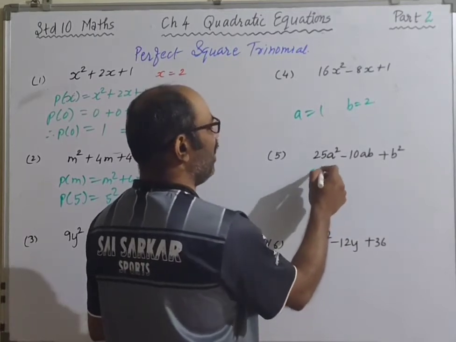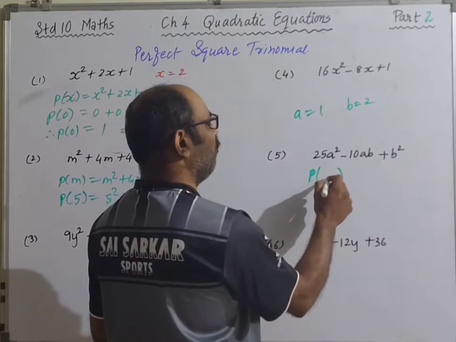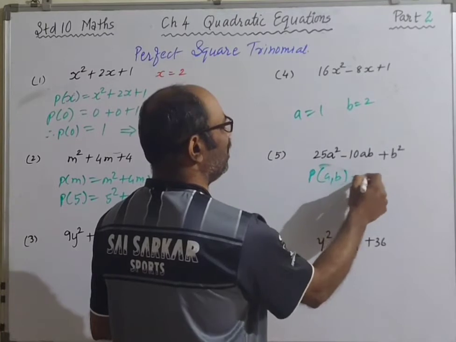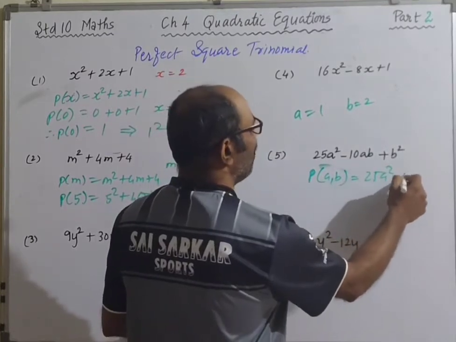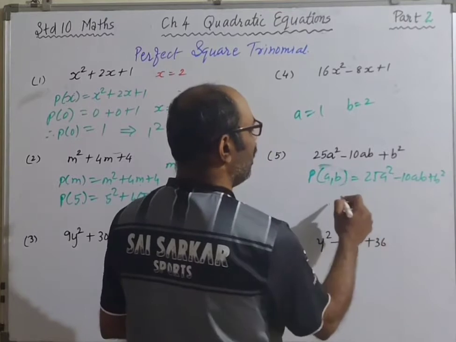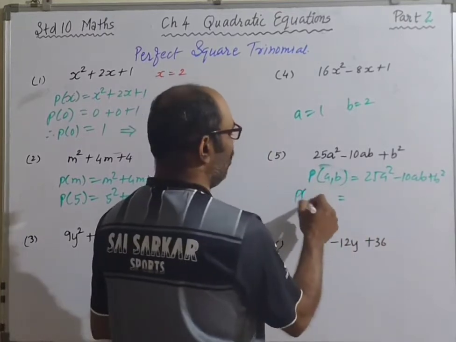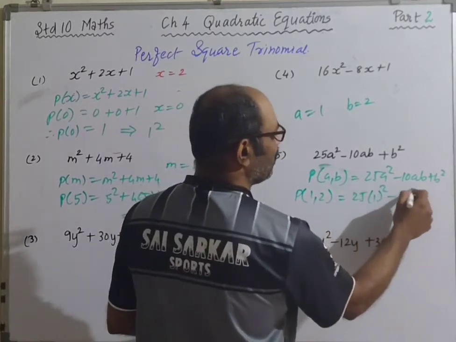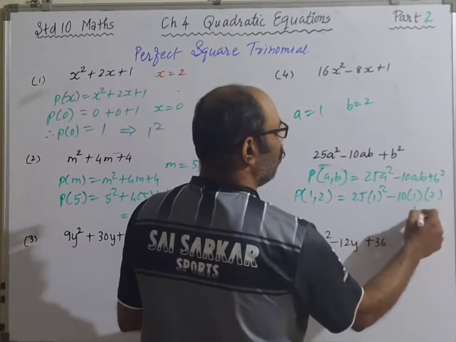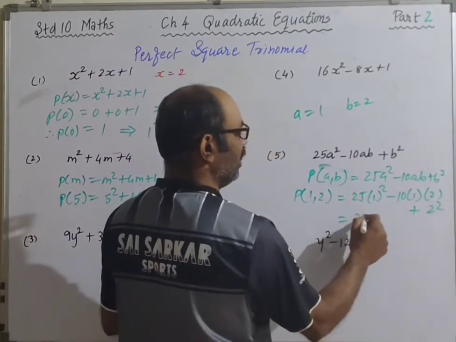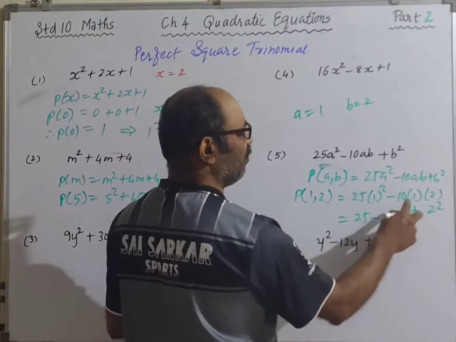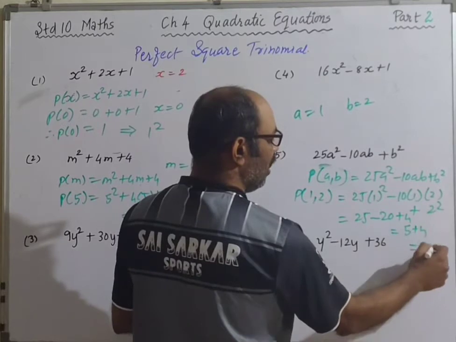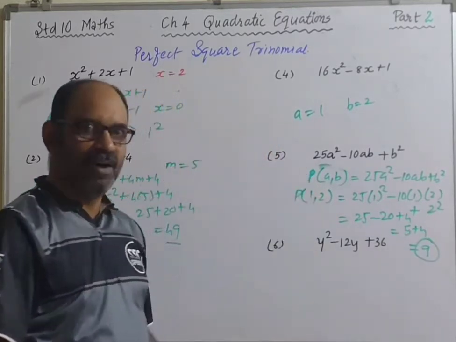यहाँ सिर्फ p of a b नहीं लिख सकते हम लोग. P of just p I am putting. Okay, I'll put p of a comma b, that is 25a square minus 10ab plus b square. Symbolically, so p of 1 comma 2 will be 25 into 1 square minus 10 into 1 into 2 plus 2 square. So 1 square is 1, 25 ones are 25, 10 twos are 20, plus 4. That is 5 plus 4, and that is 9.